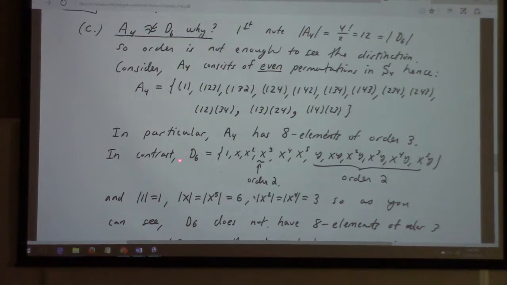This has no element of order 6. This has an element of order 6. Not isomorphic. That's a faster argument. You don't have to enumerate the elements of order 3, but I'm just, you know.